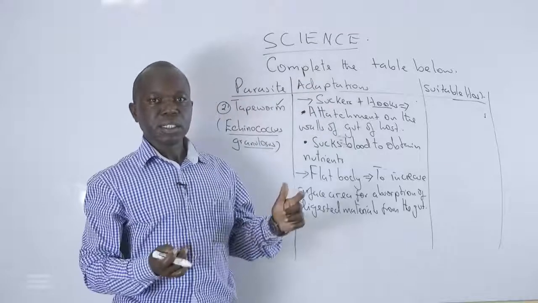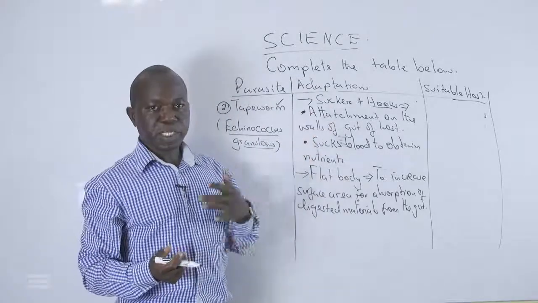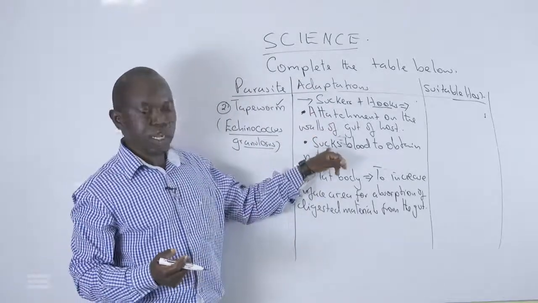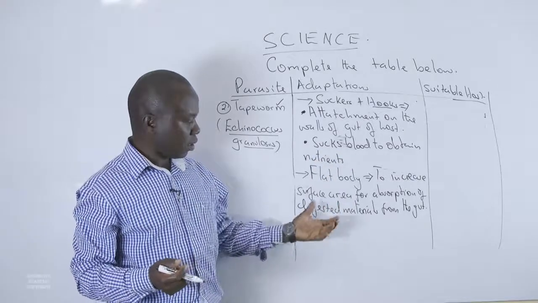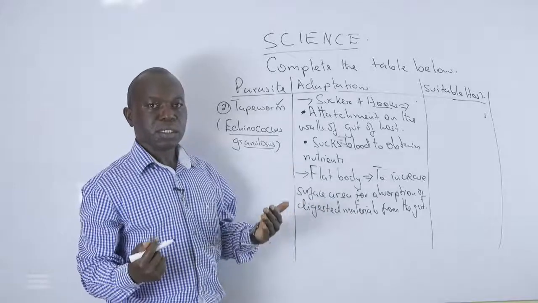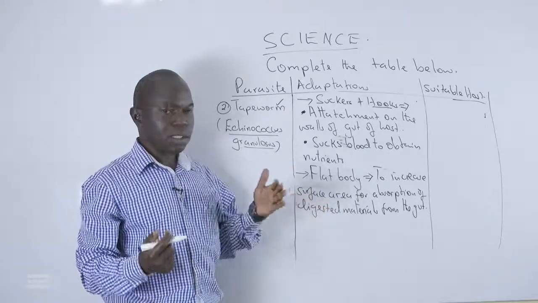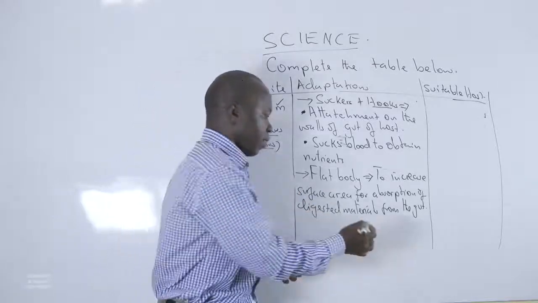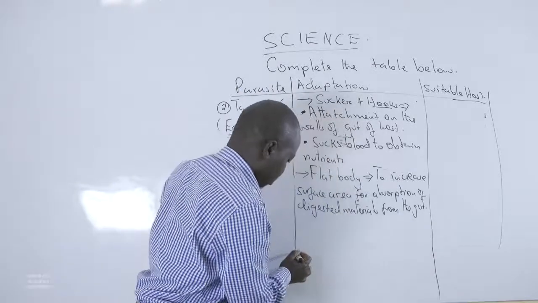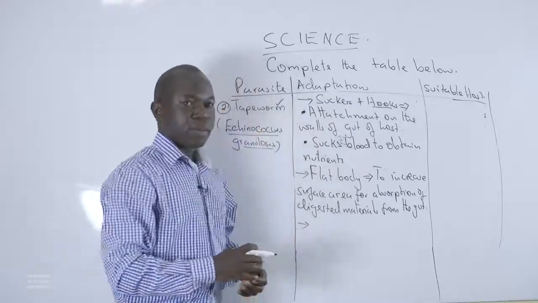That's why I've said there are two venues for obtaining nutrients: through sucking of blood, and then also through the flat body surface, where materials that have been digested, now that it lives in the digestive tract, are going to be absorbed and it is able to obtain nutrients.